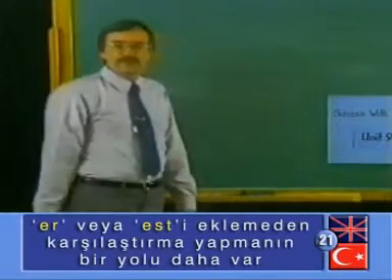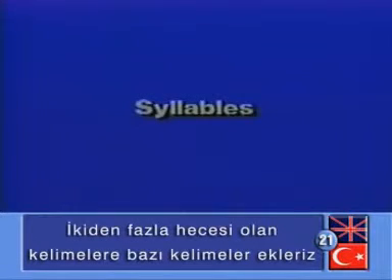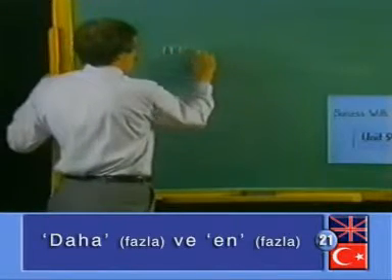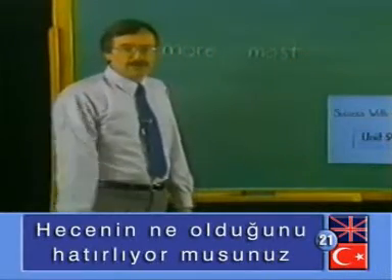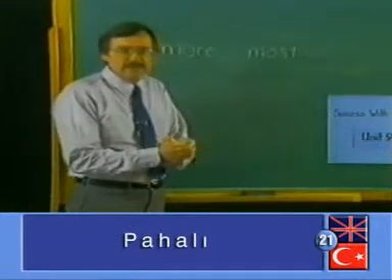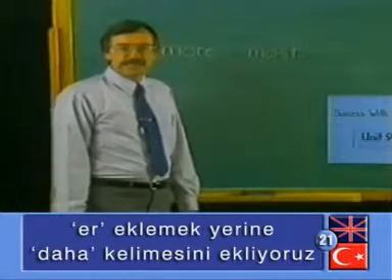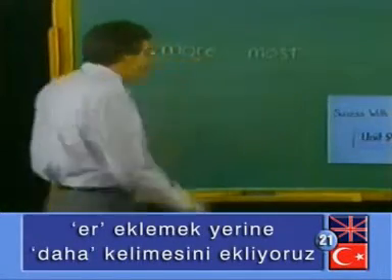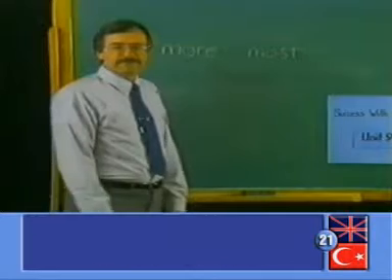There is another way that we compare items without adding ER or EST. With words that have more than 2 syllables, we add some words to that. More and most. Do you remember what syllables are? Parts of words. Listen while I say this word. Expensive. Can you hear the different parts in expensive? Expensive has 3 syllables. Instead of saying expensiver, we add the word more to that. More expensive. And the most expensive.